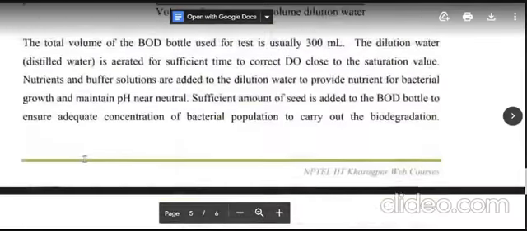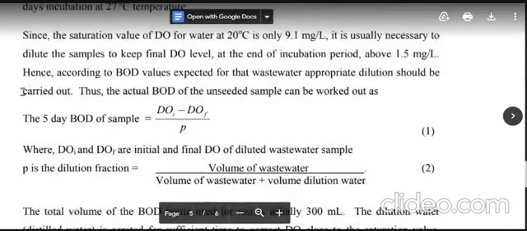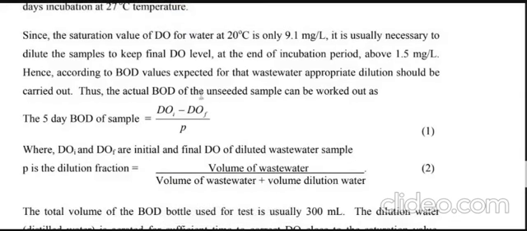If you see here, this is the value of BOD: initial DO minus final DO. DO is dissolved oxygen, I represents the initial, minus DO, F represents the final, and P represents the dilution factor.